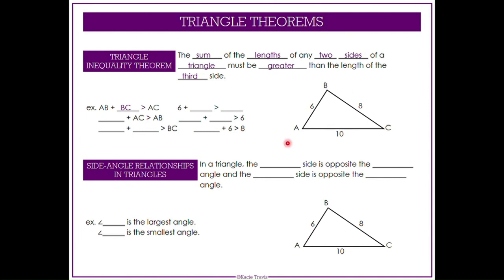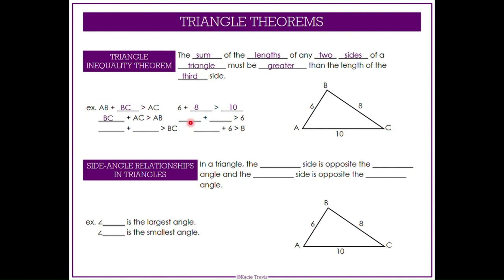Let's go through this. We have AB, that's this side over here, with 6. We have BC, which is 8. And AC, which is 10. Obviously, if you add 6 and 8, that gives you 14, which is greater than 10. So this works for our theorem. Now, are we finished? No, we're not. We have to check the other ones. So, let's check our other ones.